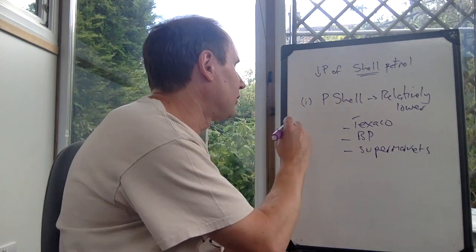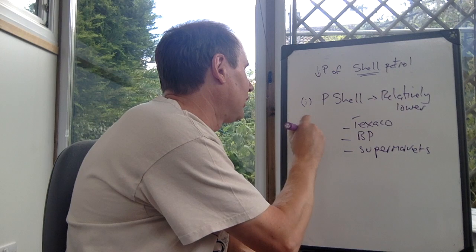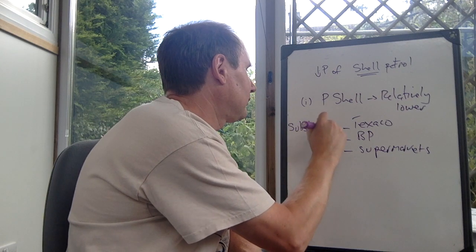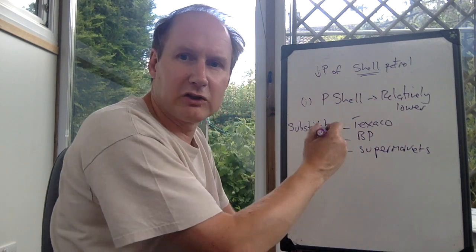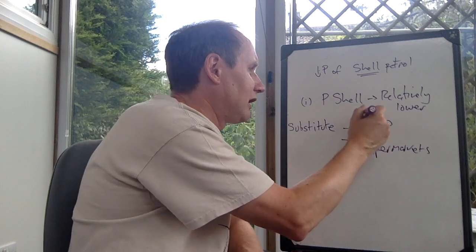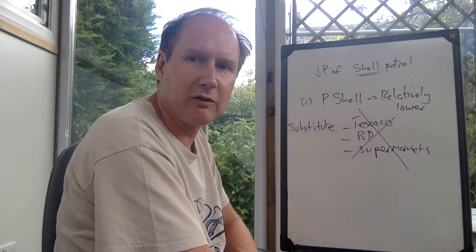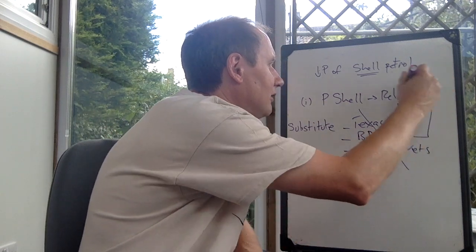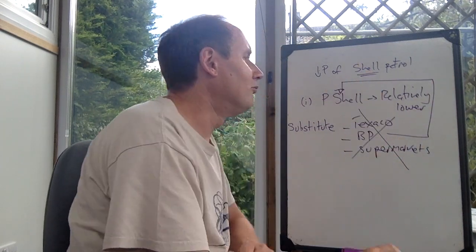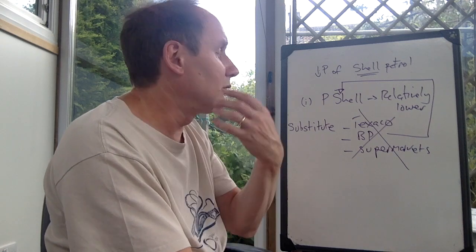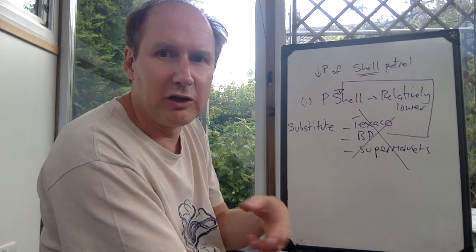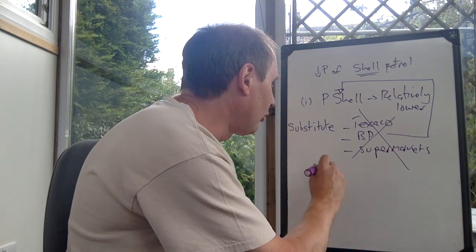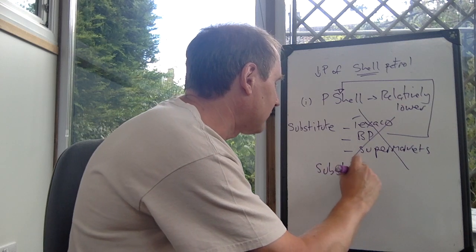As a result, people are going to substitute. They're going to substitute Shell petrol for these. They're going to get rid of those. They're not going to go to Texaco. They're not going to go to BP. Instead, they're going to buy more petrol from Shell. So this idea that things are relatively cheaper when the price goes down, that's called the substitution effect.